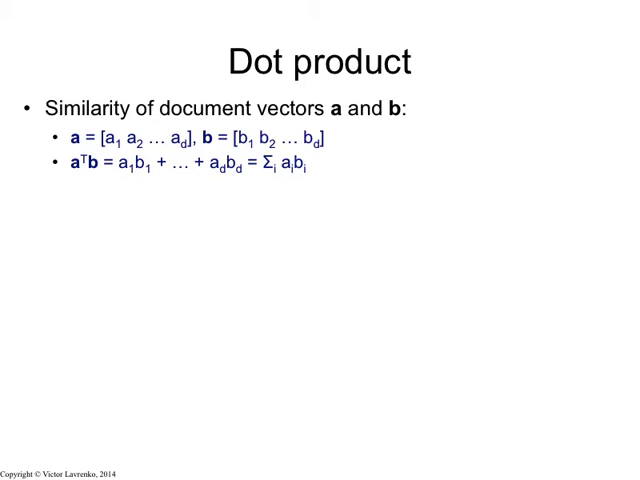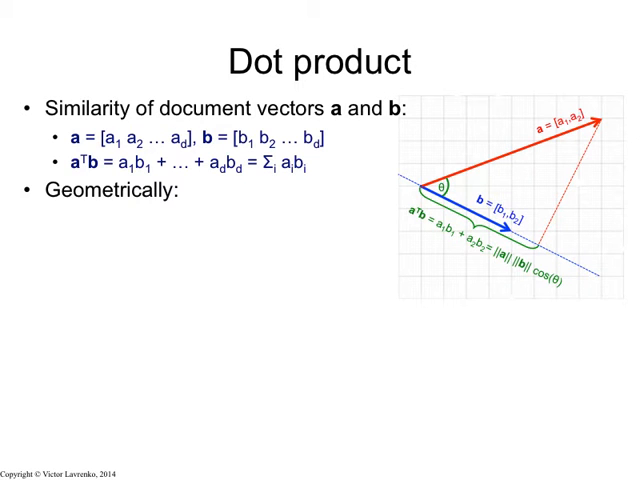Usually we're going to write it as either a dot b or a transpose b, just shorthand. But really what it is, it's a sum over all the terms in our dimensions, and usually our dimensions are words, so i is going to be a particular word. So it's a sum over all the words, the weight that document A assigns to the word i times the weight that document B assigns to the word i. So that's what it looks like algebraically.